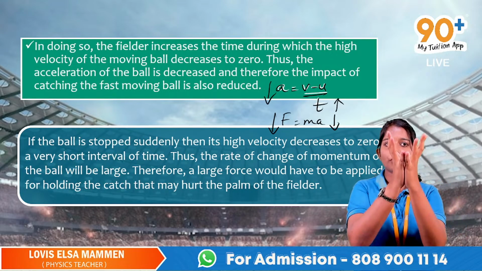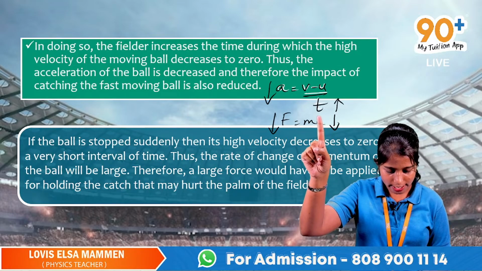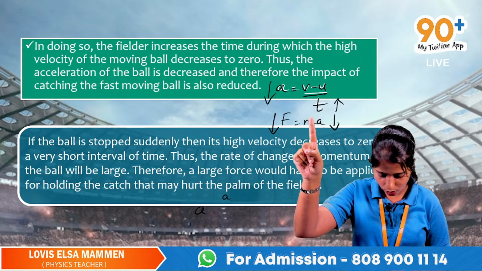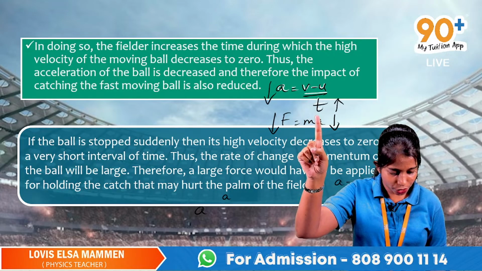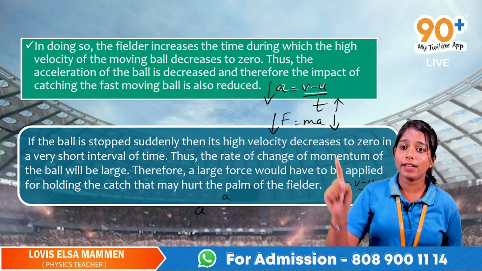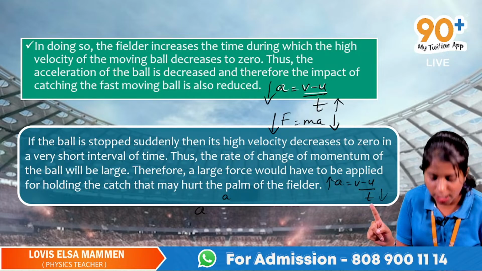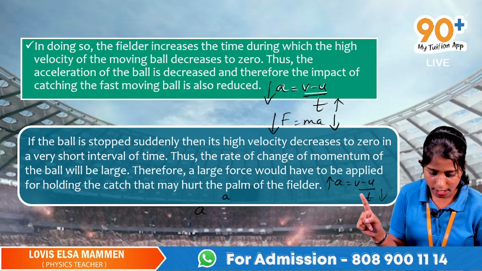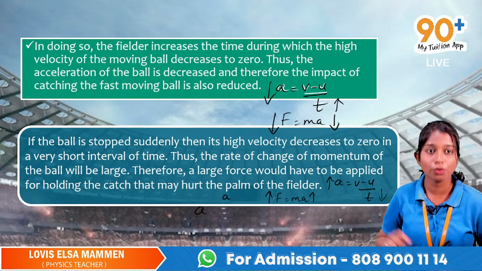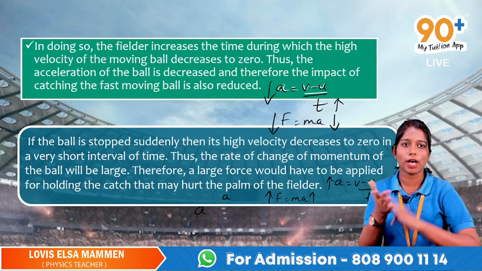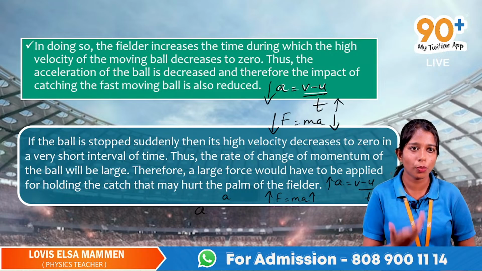But on the other hand, if you give less time, look at this case: acceleration a is equal to v minus u by t. If you give less time, what happens? Acceleration increases. So when acceleration increases, we know that F is equal to m into a. When acceleration increases, force increases. So you feel more force in your hand. That is why you feel more impact. Siddharth, I hope you understood. Yes or no?